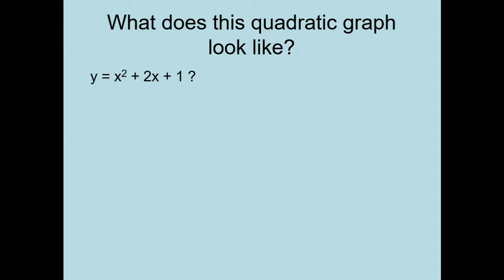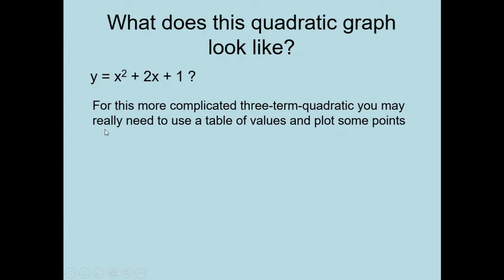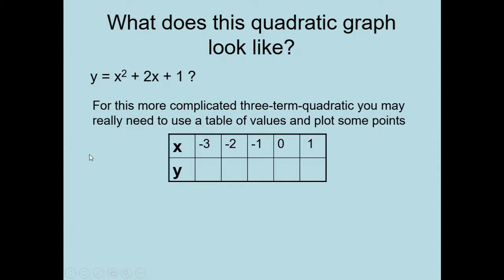Now what about this quadratic? What's this going to look like? This is related to the y equals x squared graph. With my 3 terms, it's a bit more complicated to just say it's 1 above or 3 below. So we may want to do a table of values and plot some points to see what this really looks like. Here's my table of values.